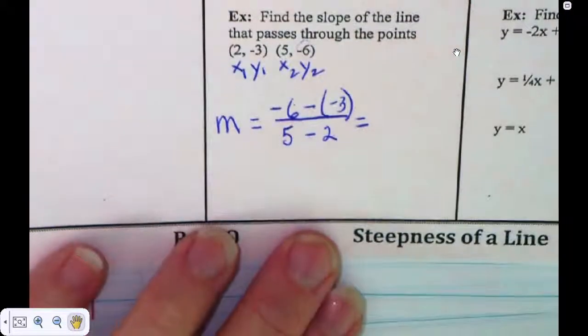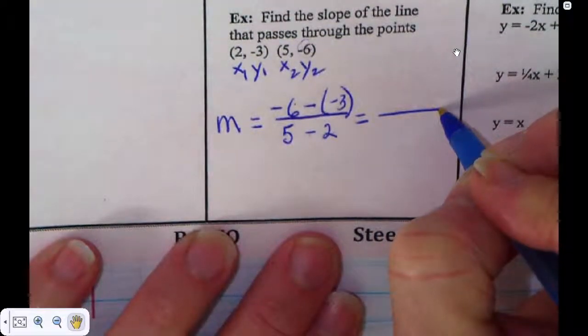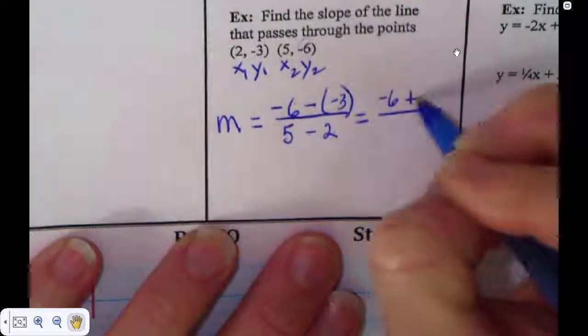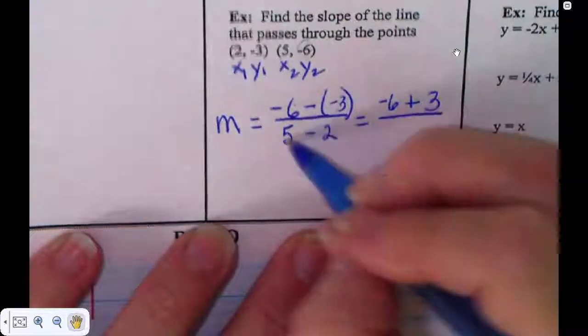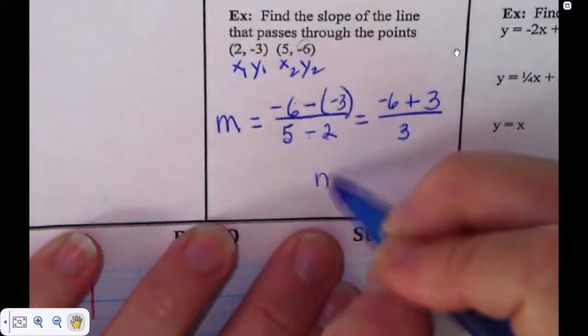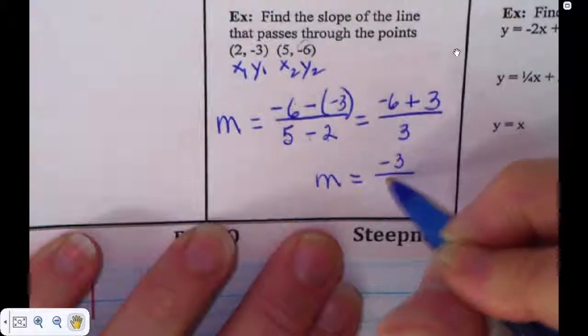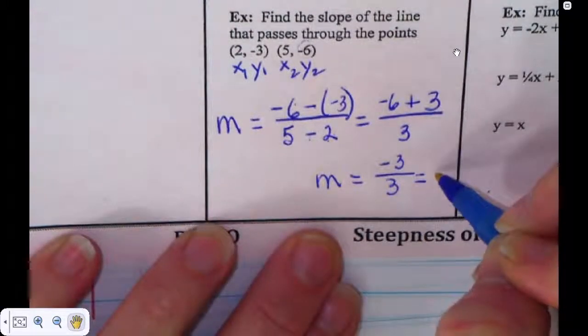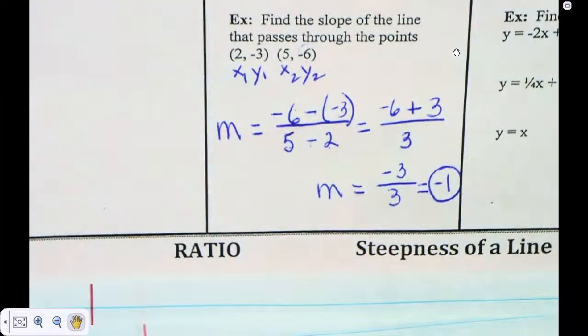Now we have to keep, change. We're going to write this out this time. In a minute, I'm going to let you just change it on your paper, but we're going to go -6 plus 3. Does everybody see how we got that? And then 5 minus 2 is 3. Okay, to get the slope, what's -6 plus 3? Good. Over 3 is -1. Guys, if you can divide it and get a whole number, an integer, then you do it. 3 divided by 3 is 1. There's one negative. So that's a -1.